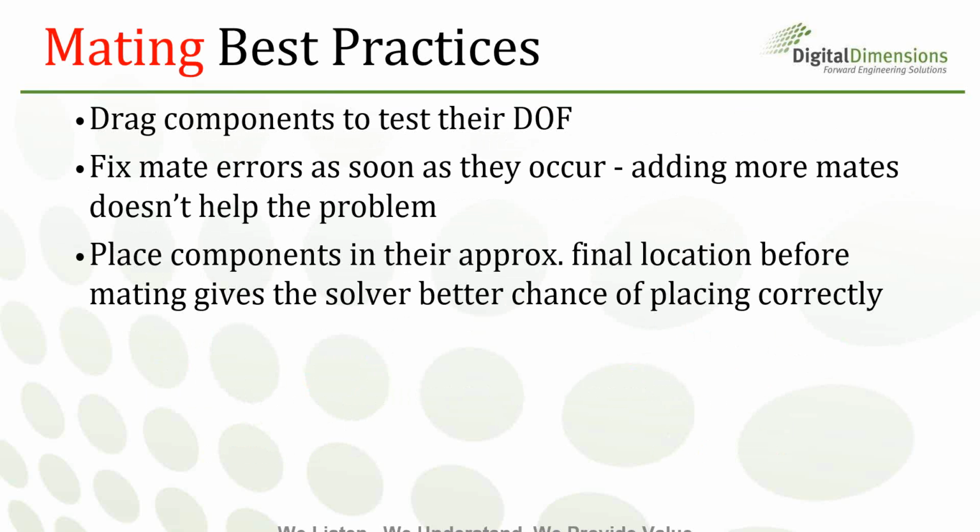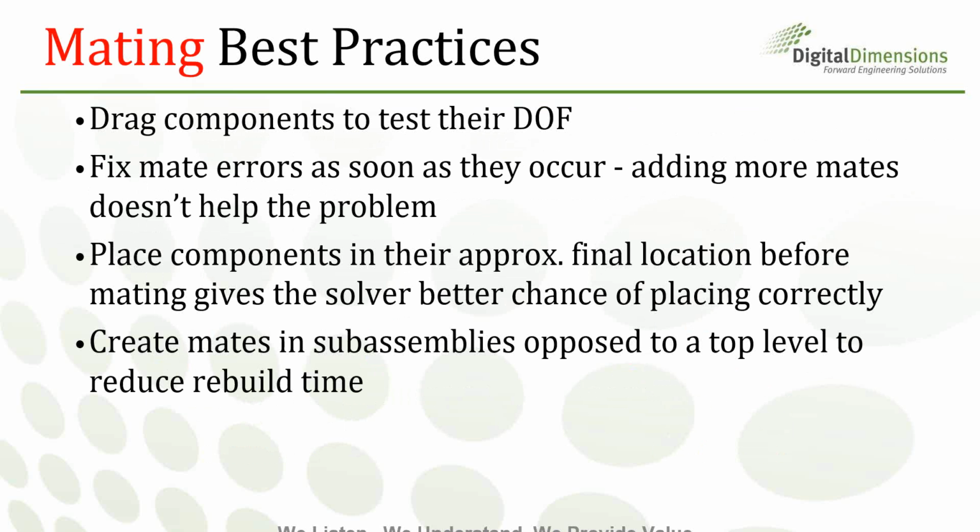This is a good one. Placing components in their approximate final location before mating will give you a better chance of solving it correctly when you go to mate it. So if you have something on the other side of a large assembly flipped upside down and you're trying to make two faces coincident, when you mate those together, you may or may not get it in the place you want it to go. Whereas if you put it in the general location and then mate it, it'll probably go where you want it to go.